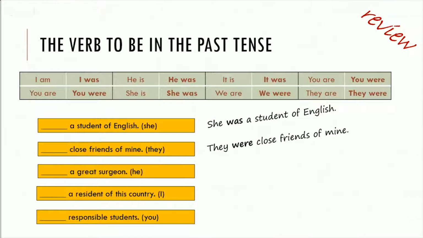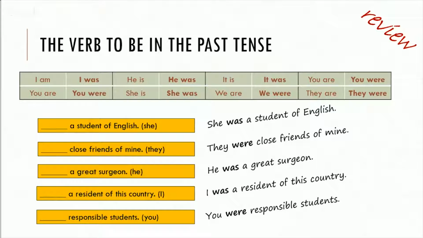Then I gave you some practice problems, and with those practice problems, I gave you some sentences for us to go through. So I'm going to give you those sentences again really quickly, and then we'll move on. The first one was, she was a student of English. Number 2 was, they were close friends of mine. Number 3, he was a great surgeon. Number 4, I was a resident of this country. And number 5, you were responsible students.